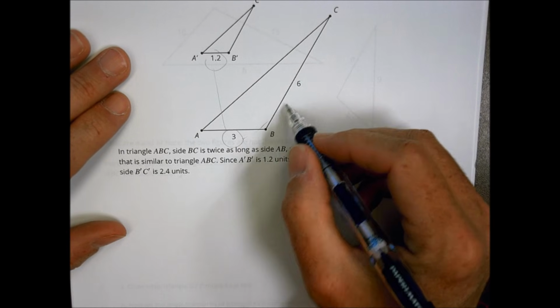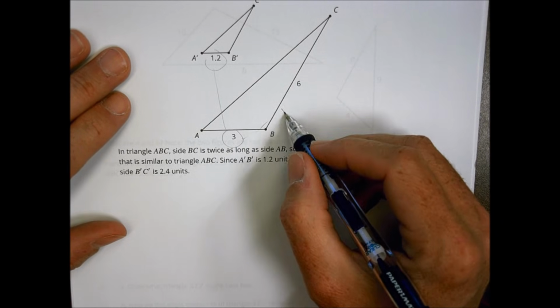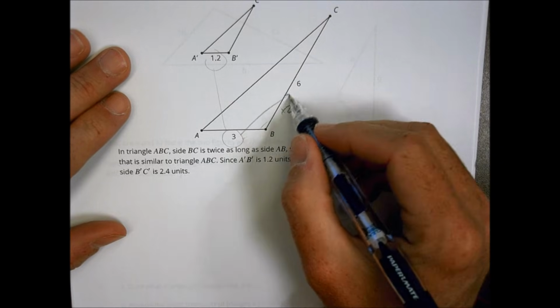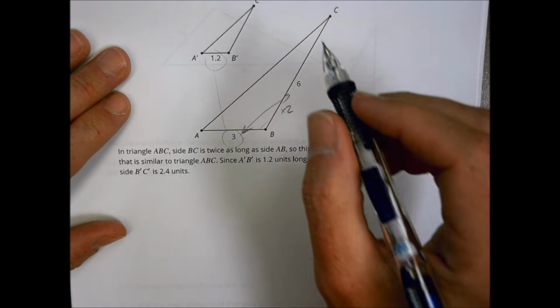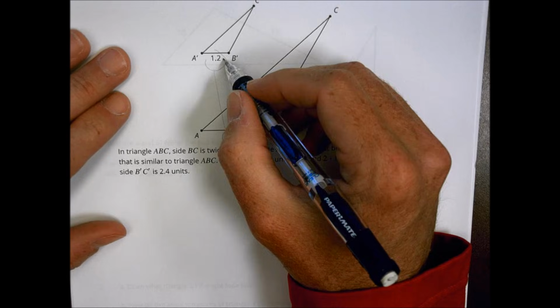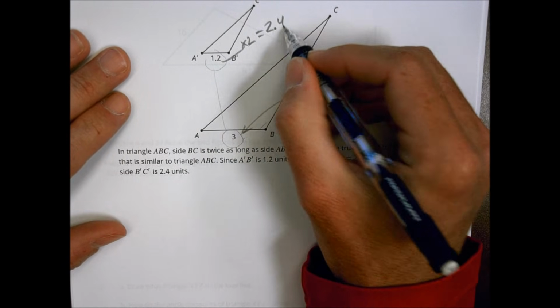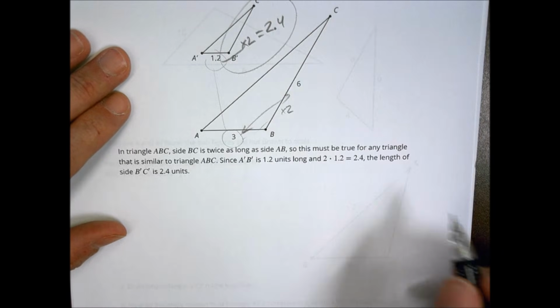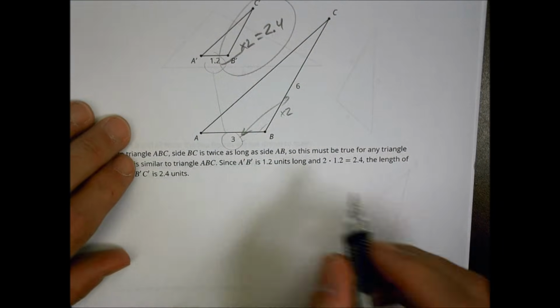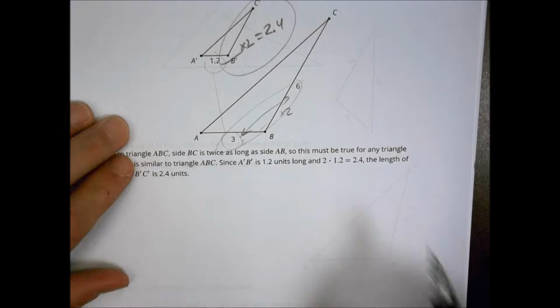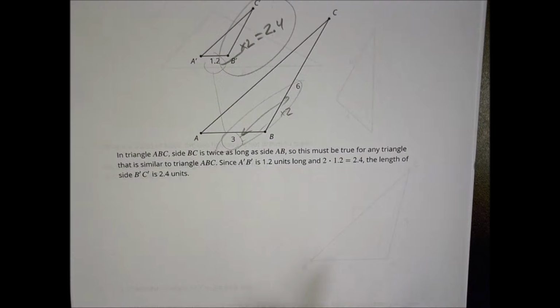and C, AB and BC, is times 2. These are going to be multiplying by 2. If that's the case, then 1.2 times 2 is equal to 2.4 for the length of B prime, C prime. So look for those other relationships as well to help you solve some of these problems.